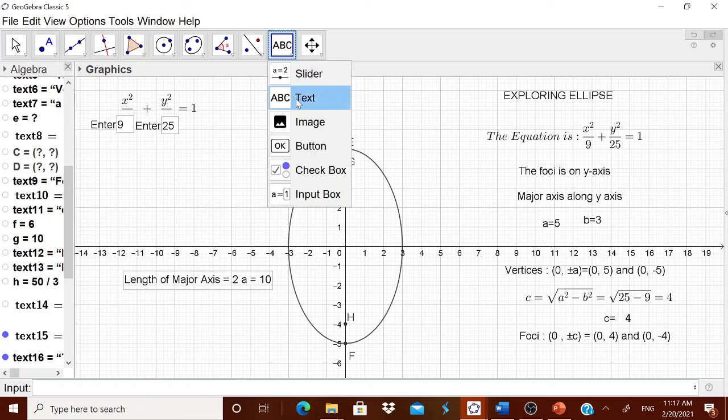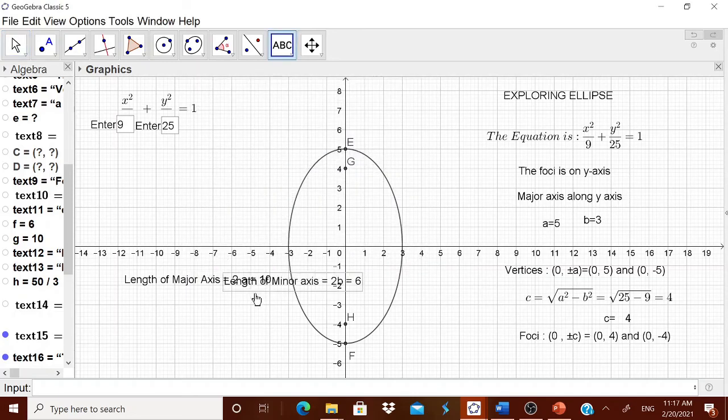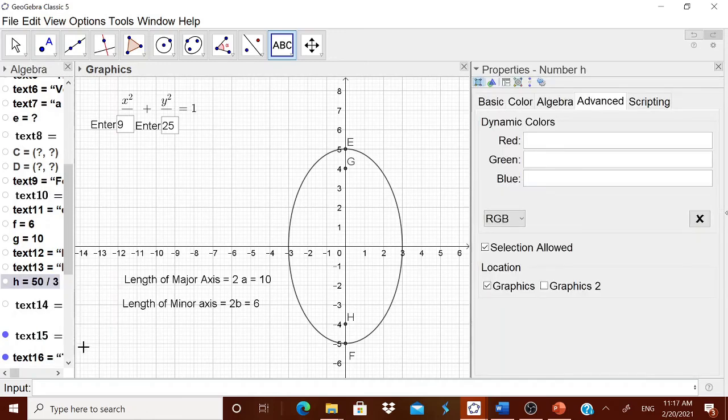Then again, length of minor axis is equal to 2B, which here is F. Therefore, it is F. You have to remember those things very carefully. Then again we have to go for 2B square by A. Now here it is H. It is 50 by this one, but actually you should be a little bit careful. Here you have to change it. Anyway, we will not change it, let it be like that.